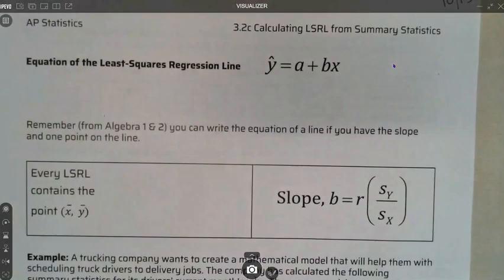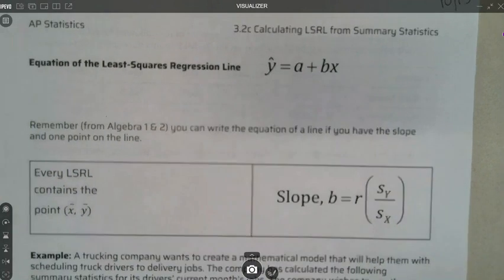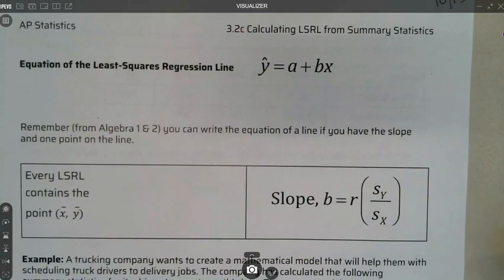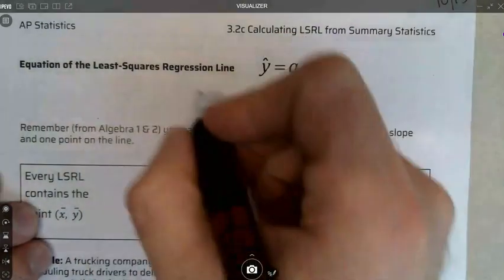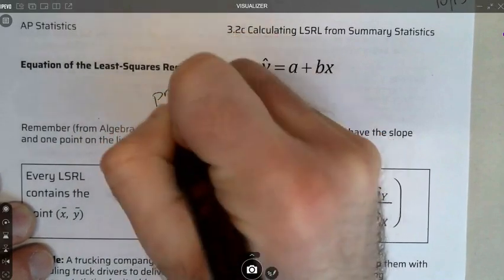All right, in this video, we're going to take a look at calculating the equation of the least squares regression line using some summary statistics instead of some of the other ways that we've learned, like putting data into a graphing calculator or using the Minitab output. So what we already know about the least squares regression line is that the form of it is y hat equals a plus bx. So y hat, if you remember, that is the predicted response.